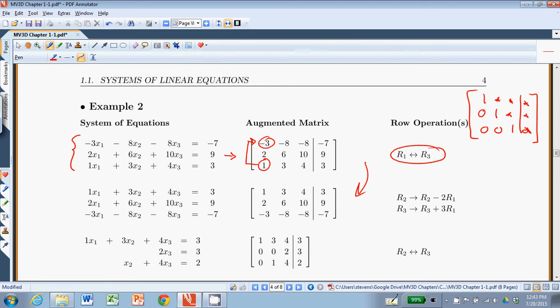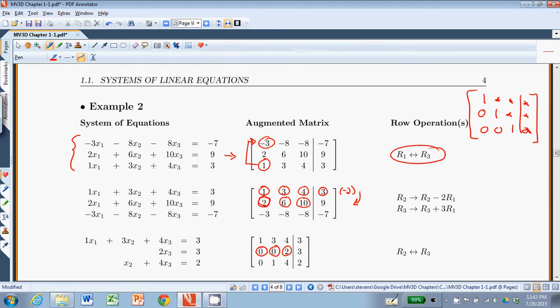Now what I want is to get a 0 where that 2 is. So that's pretty easy to do now that I have a 1 in that first position. I'm just going to multiply this first row by -2, add it to the second row. So 1 times -2 is -2, plus 2 is 0. So I get a 0 down there. That's why I chose -2 as my multiplier. But I have to do this to the entire row. So 3 times -2 is -6. When I add that to 6, I get 0. 4 times -2 is -8. When I add that to 10, I get 2.